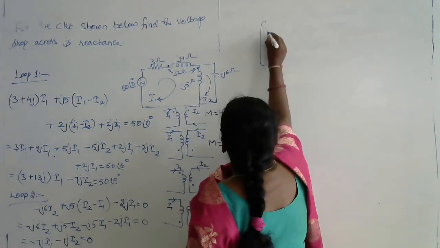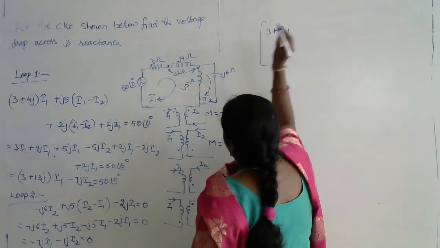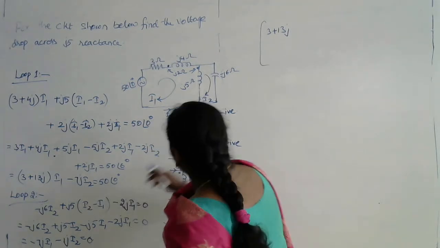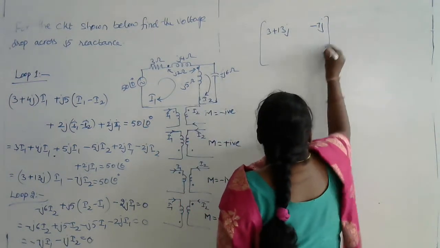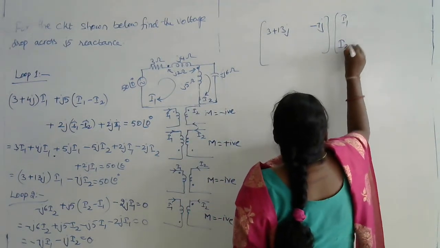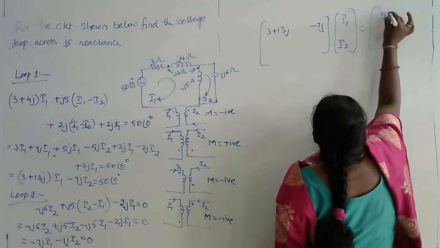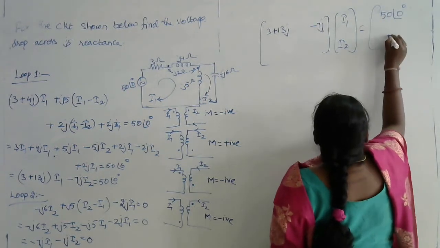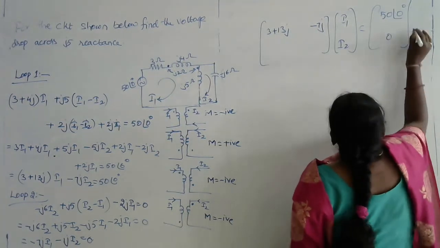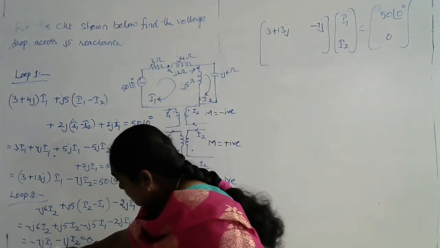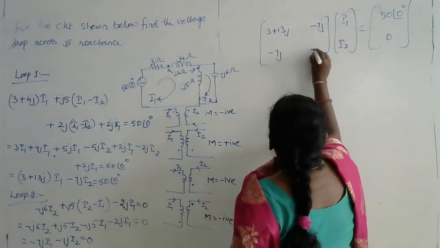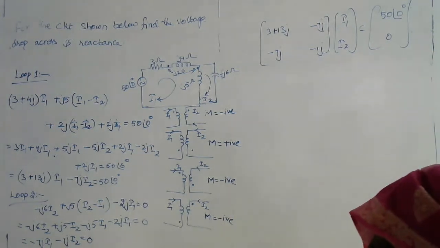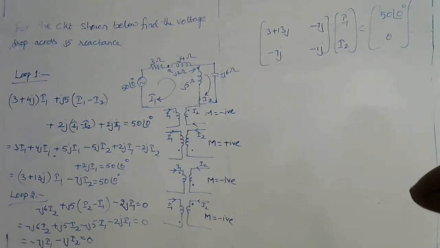The I1 terms are related to 3 plus 13J and I2 is related to minus 7J. Similarly, it is I1, I2, and the corresponding voltage is 50 angle 0 degrees, and this is 0. Similarly, from the second one, we have minus 7J I1 minus 1J I2. So, this is how to write down the matrix form for both the equations.